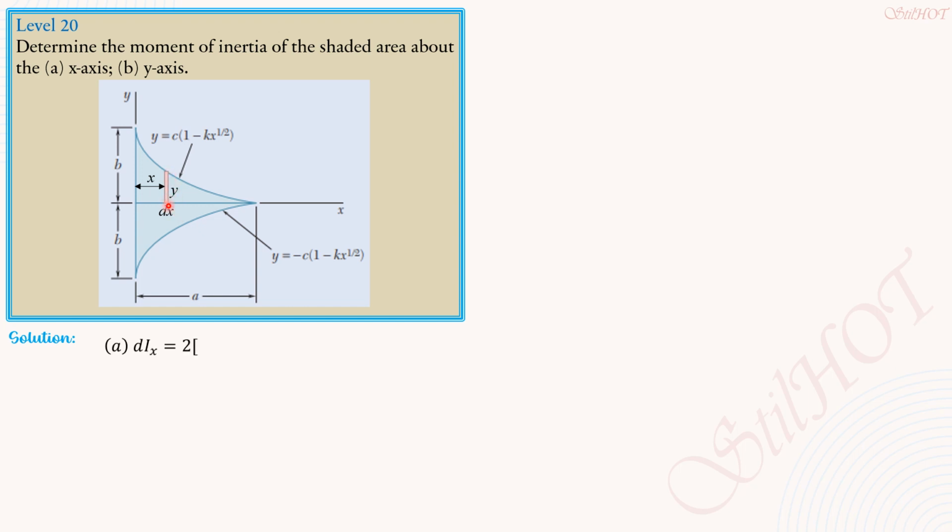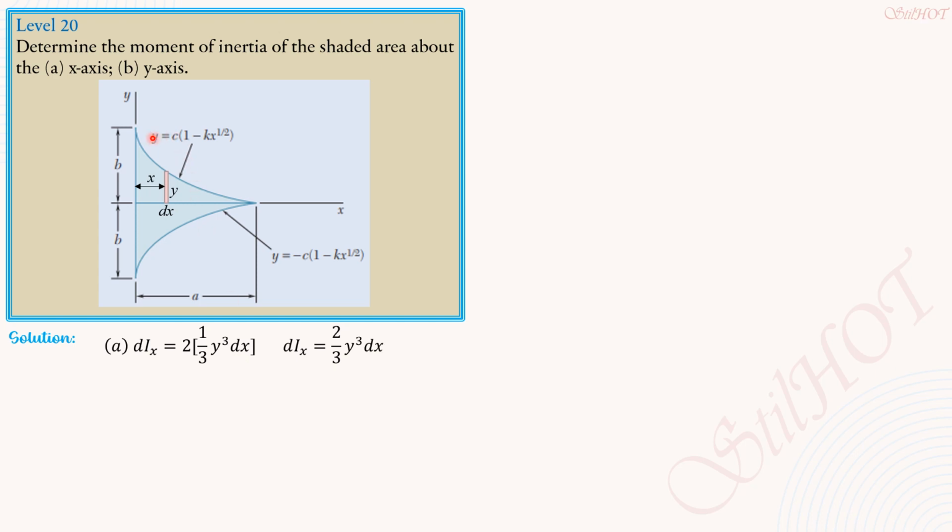Because we have a rectangular strip, its differential moment of inertia with respect to the base is 1/3 height cubed times the base, which is dx, then times 2. So differential Ix is 2/3 y cubed dx.